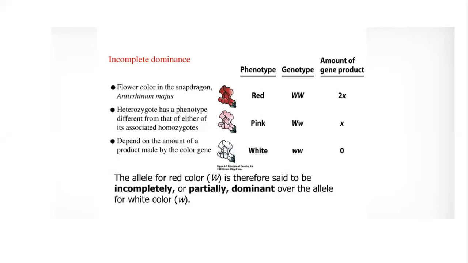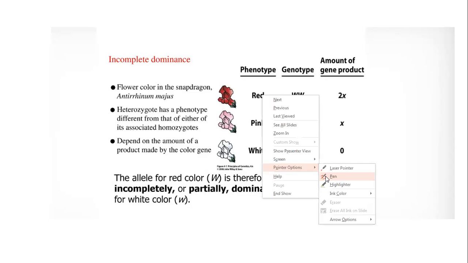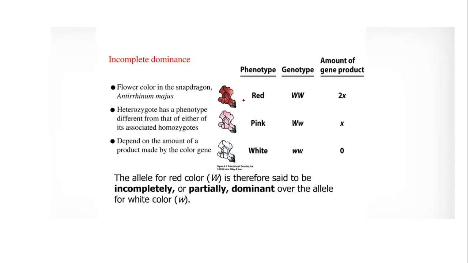Say, for example, the flower color of the snapdragon: the allele for red color, capital W, is therefore said to be incompletely or partially dominant over the allele for white color, small w. In the heterozygote, instead of showing the red or the white state, the color intensity is dropped down. For example, it produces the pink color, which is in between the red and the white color.